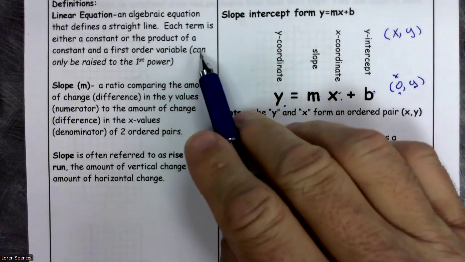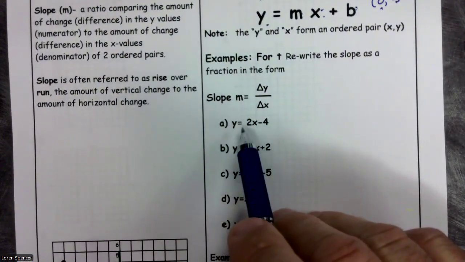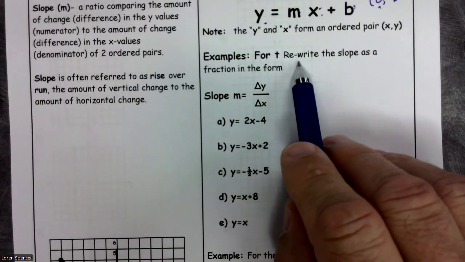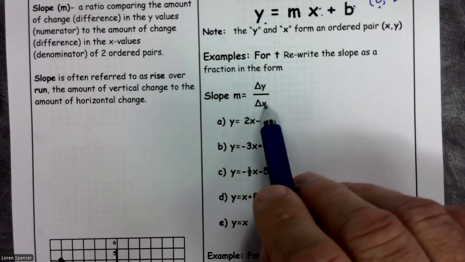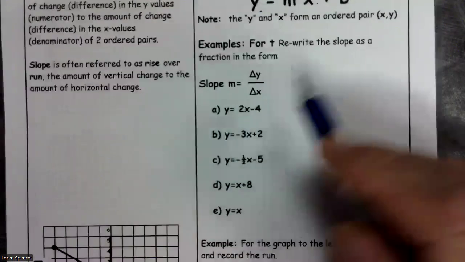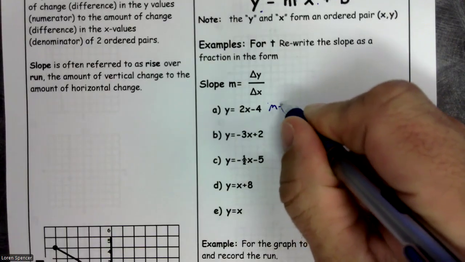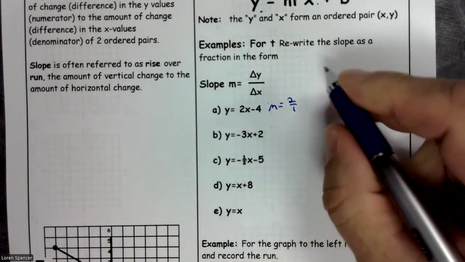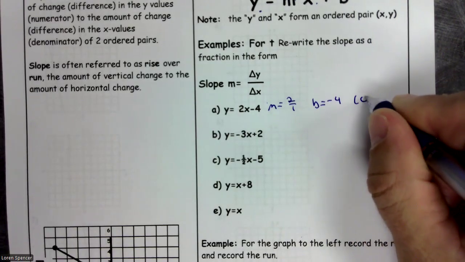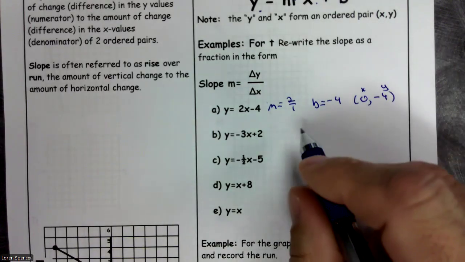So this makes a linear equation. It's a straight line, and we're going to go ahead and write these out. So it says first, rewrite the slope as a fraction in the form y over x. So if I do that, my fraction is going to look like this. It's going to be m equals 2 over 1. It also doesn't say do this, but we're going to do this. B equals -4. So my y-intercept has the form 0, -4.